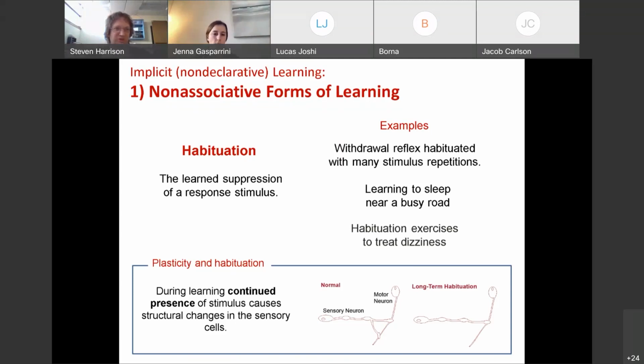Okay, in the context of neural mechanisms, we can think about these simple conceptions of plasticity and habituation. During learning, we see that the continued presence of a stimulus, so living in that noisy neighborhood, causes structural changes in sensory cells that would lead you to not have the reaction that you would normally have.